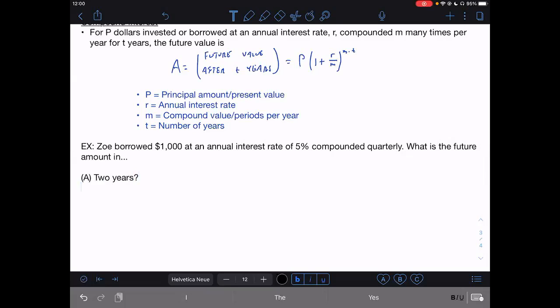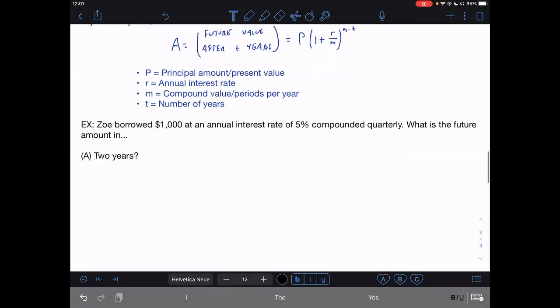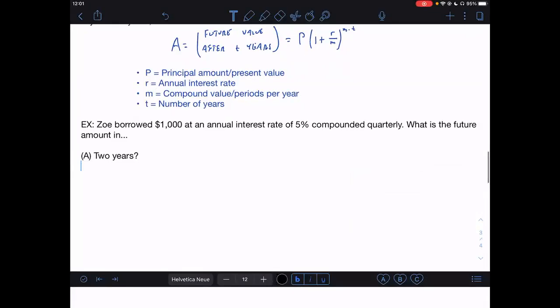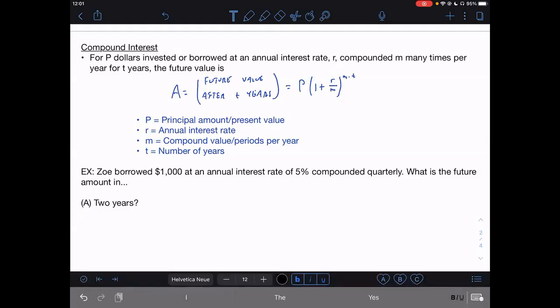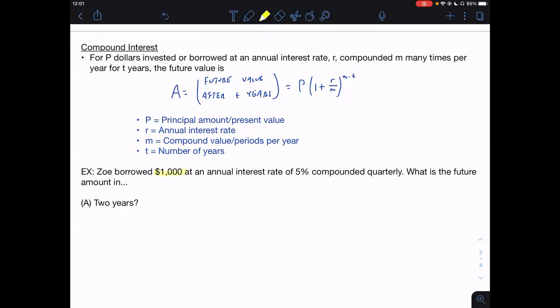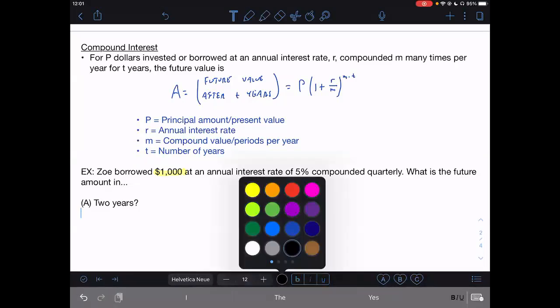Okay, so the first step when these types of problems come up is to identify these 4 values. We're going to be plugging them into our equation, starting first with the principal amount, which in our case is $1,000. That's the initial loan. So P is going to be 1,000.